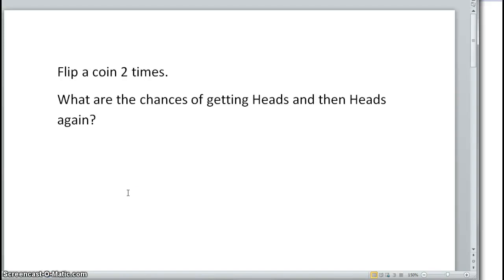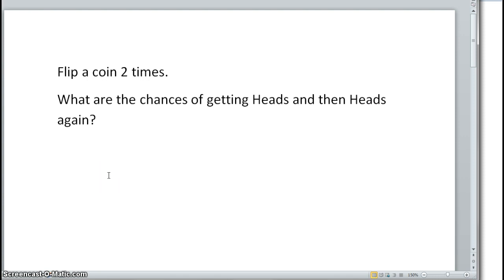An important concept in probability is the multiplication principle, and it tells us how to quickly figure out the probability when we have multiple events in a row. So for this short example, we have flipping a coin 2 times, so we have multiple events. We're going to flip it twice, and we're going to find the probability of getting heads the first time and then heads again the second.